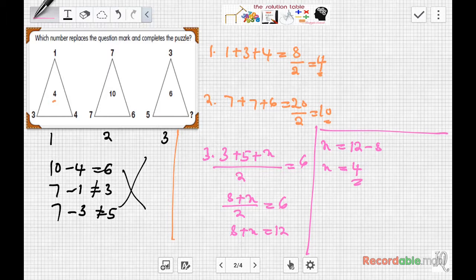We can go ahead and put the value of x in place of the question mark to check that dividing it by the common denominator 2 will give us 6. So let's go ahead and add 3 plus 5 plus 4. 3 plus 5 is 8, plus 4 is 12. And when you divide 12 by the common denominator, which is 2, it gives us 6, the center number of triangle number 3. So this will be the solution to puzzle number 3.